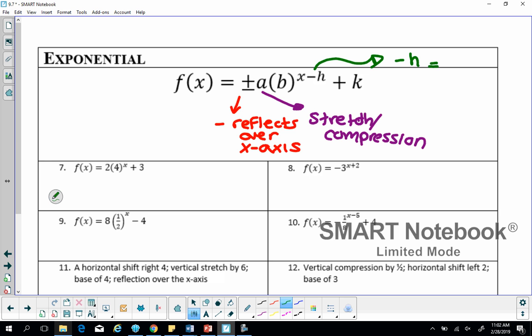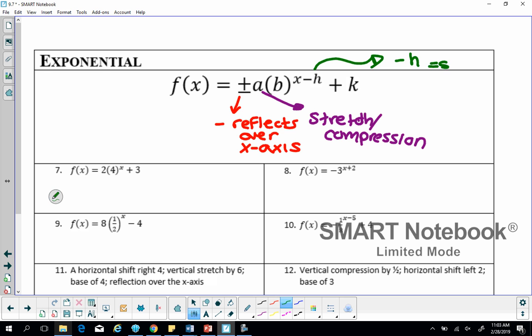That's left or right. Good. So if it's minus h, is it shift left or right? Right. So if it's minus h, it shifts right. What about plus h? Shift left.